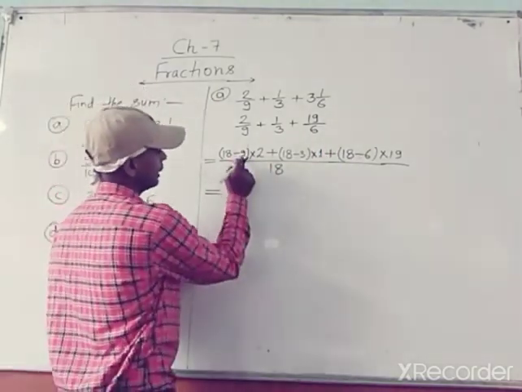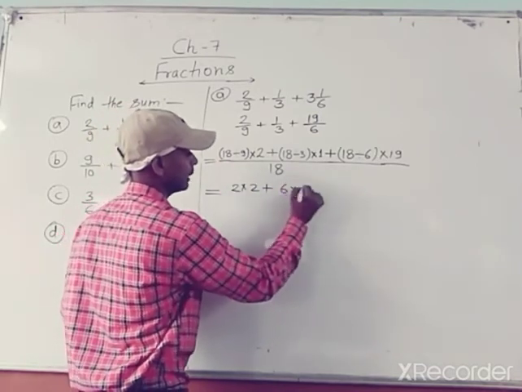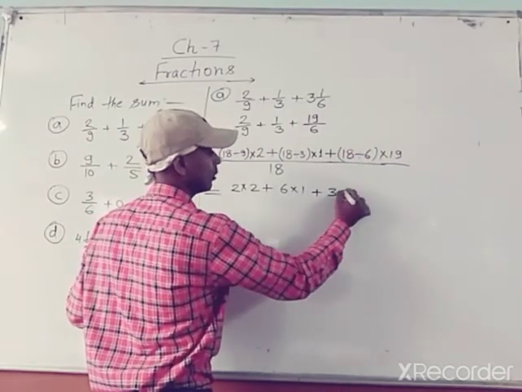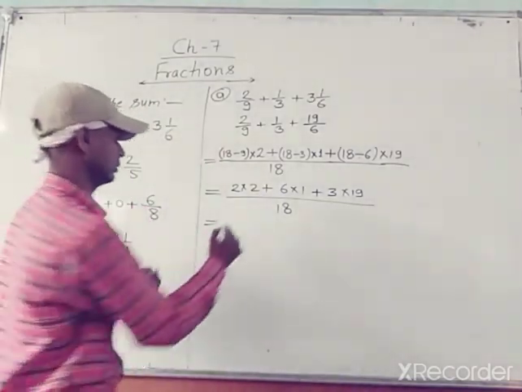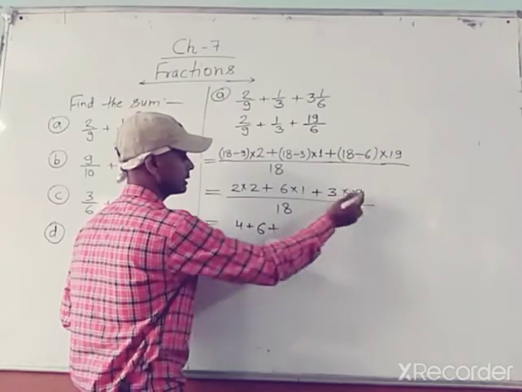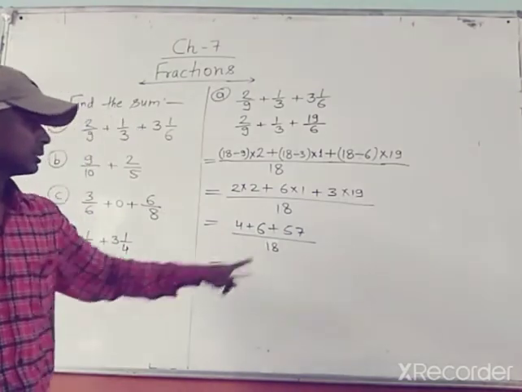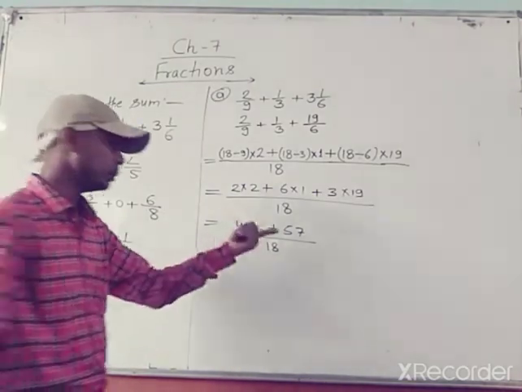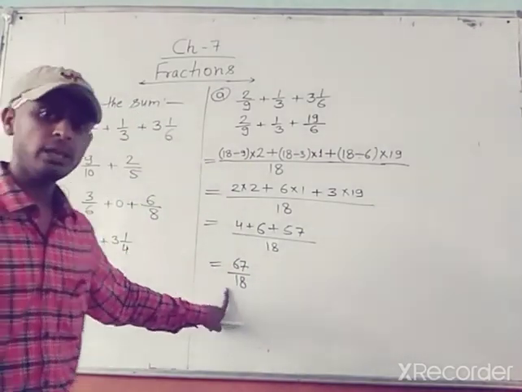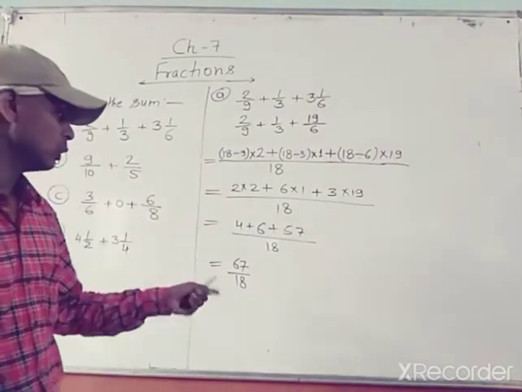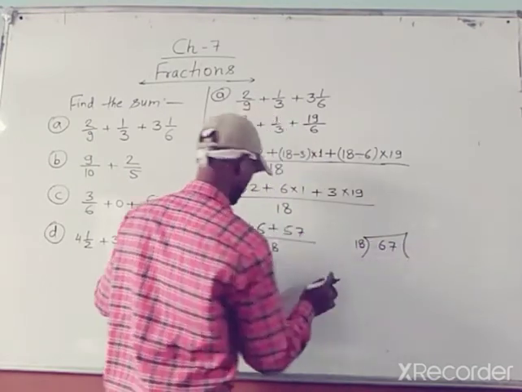Divide 18 by 9, multiply with the numerator; 18 by 3, multiply with the numerator. Now 9 2s are 18, 2 multiplied by 2. 3 6s are 18, multiply by 1, plus 6 3s are 18, multiply by 19, and divide by 18. 2 2s are 4, plus 6 1s is 6, plus 19 3s is 57. Now 6 plus 4 is 10, 10 plus 57 is 67 by 18. 67 by 18 is an improper fraction, so you can convert it into a mixed fraction.